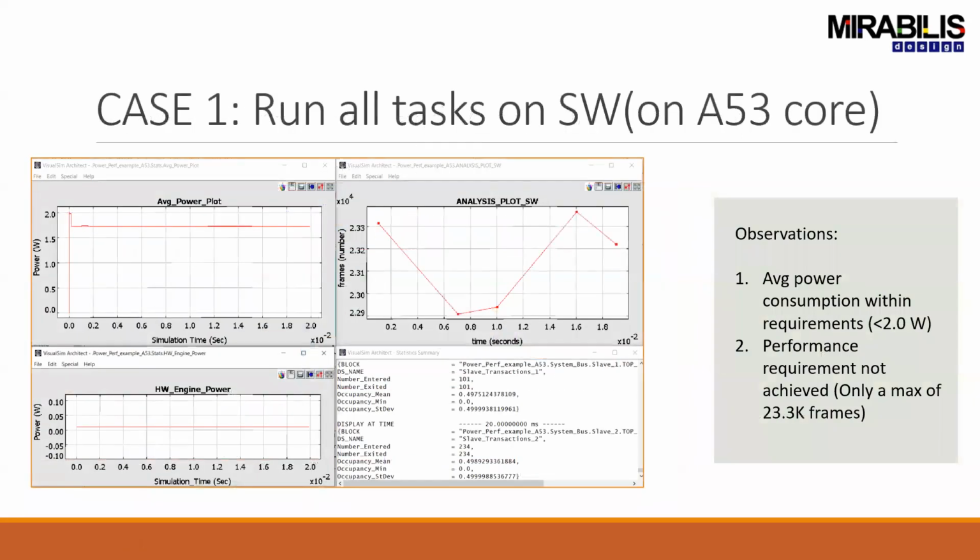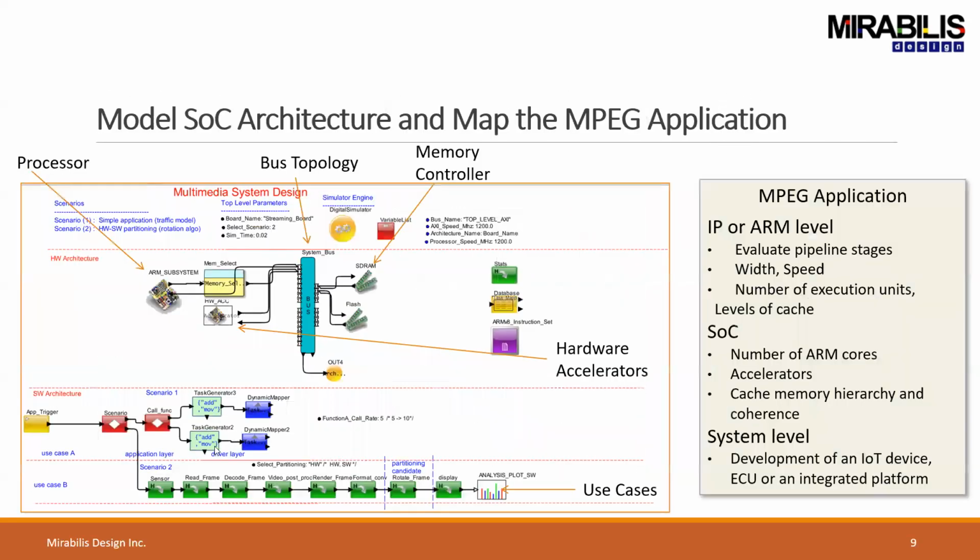Now we'll be looking at the simulations that we have done on evaluating this SoC design in order to meet the two targets, that is the power consumption and the performance requirement. With the first use case, we ran all the tasks on software, that is on the A53 core alone. This means that all the tasks I have listed here, sensor, read frame, decode frame, were executed using the ARM processor core. We are not using the hardware accelerator for doing any processing.